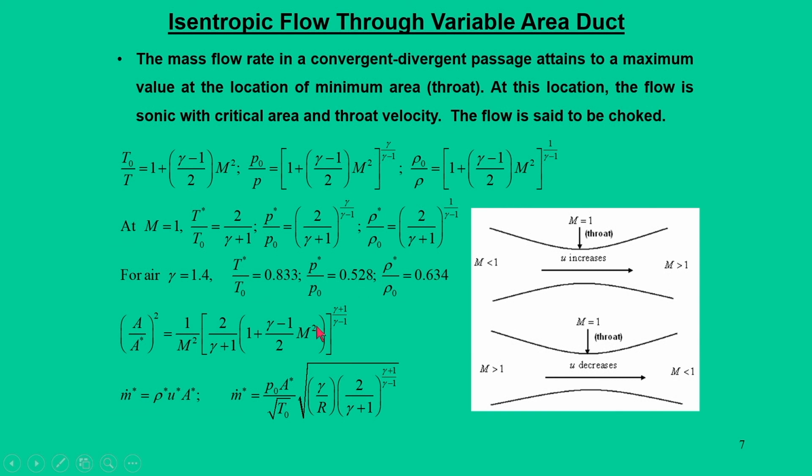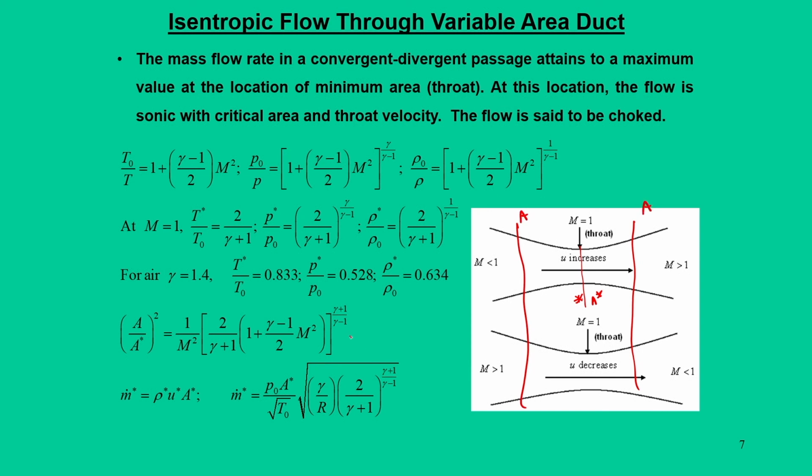But with respect to area change, the flow is also governed as a function of Mach number. So, this relation we call the area Mach number relation. Typically we call this the area ratio A by A star, where A is the area at any arbitrary location and A star refers to the throat. So, at the throat location we say A star, and at any other location we say A.